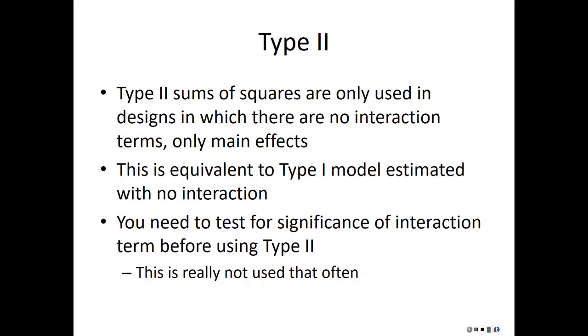And we have unequal sample sizes. So that only happens when we have unequal sample sizes. If we have equal sample sizes, then the type 1 sums of squares will be the same no matter what order we put in the factors.